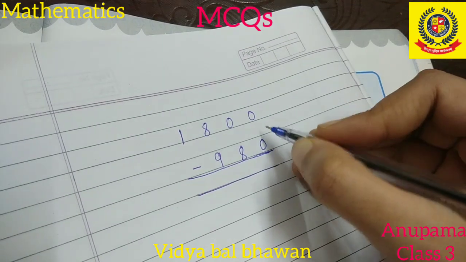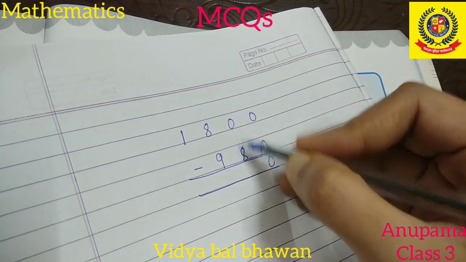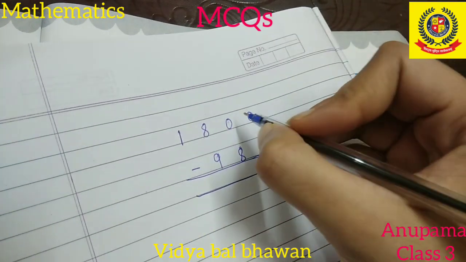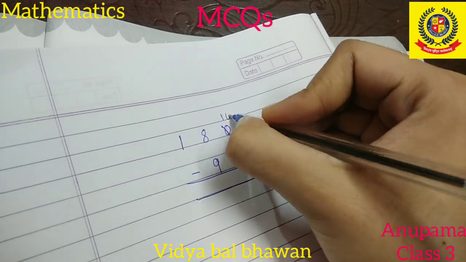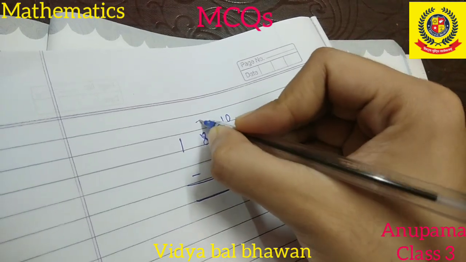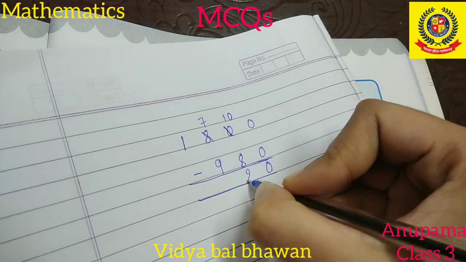So we all know that 0 minus 0, that is 0. 0 minus 8, that is not possible. So what we will do, we will borrow from 8. After giving 1, 0 will become 10 and 8 will become 7. Okay. Now 10 minus 8, that is 2.